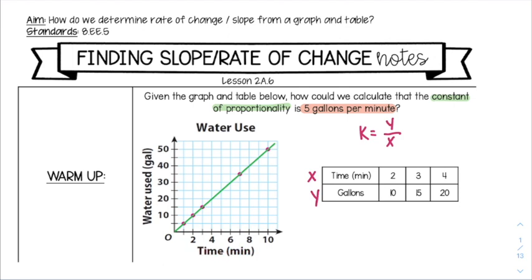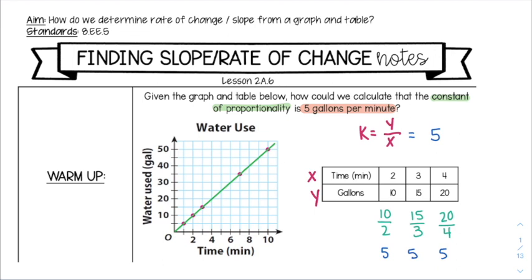So here we're just going to figure out 10 divided by 2, 15 divided by 3, 20 divided by 4. Doing this will show us that when each of these are divided, you're going to get 5 as your answer, which is basically your constant of proportionality. So that's how you would calculate constant of proportionality in a table.